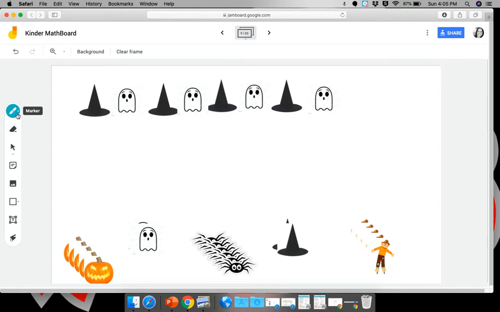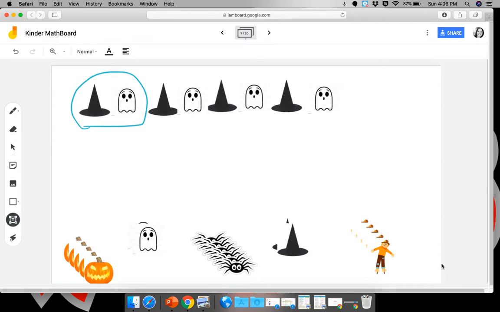Now, if you remember, what is the part of the pattern that repeats? Every time we see a hat, we always see a ghost. Good job. I'm going to circle the part of the pattern that repeats. All right, let's do another one.